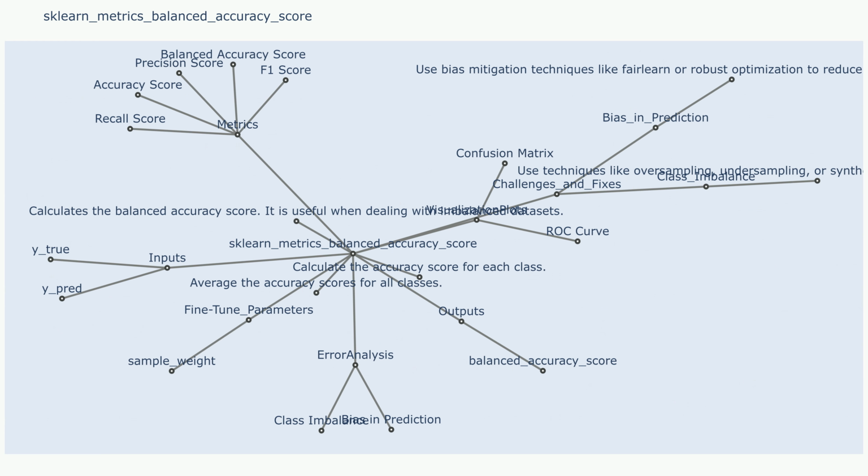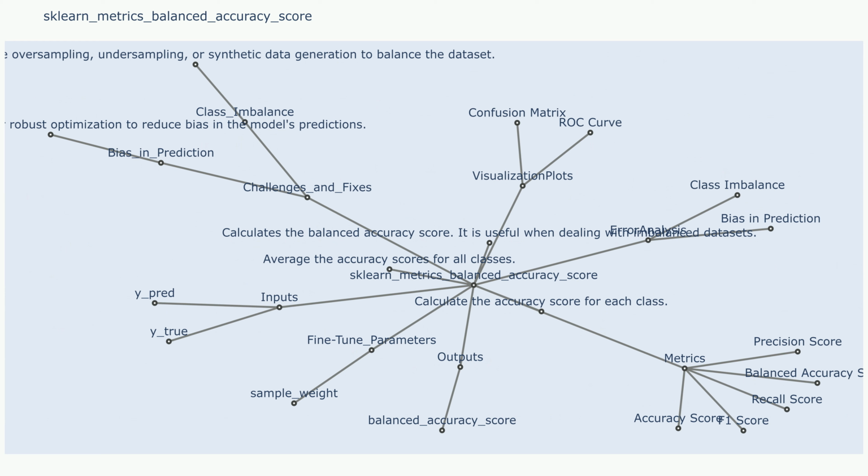Steps: calculate the recall for each class. Recall is the ratio of correctly predicted positive instances to the total number of actual positive instances in that class. Calculate the average of the recalls across all classes. This average represents the balanced accuracy score.